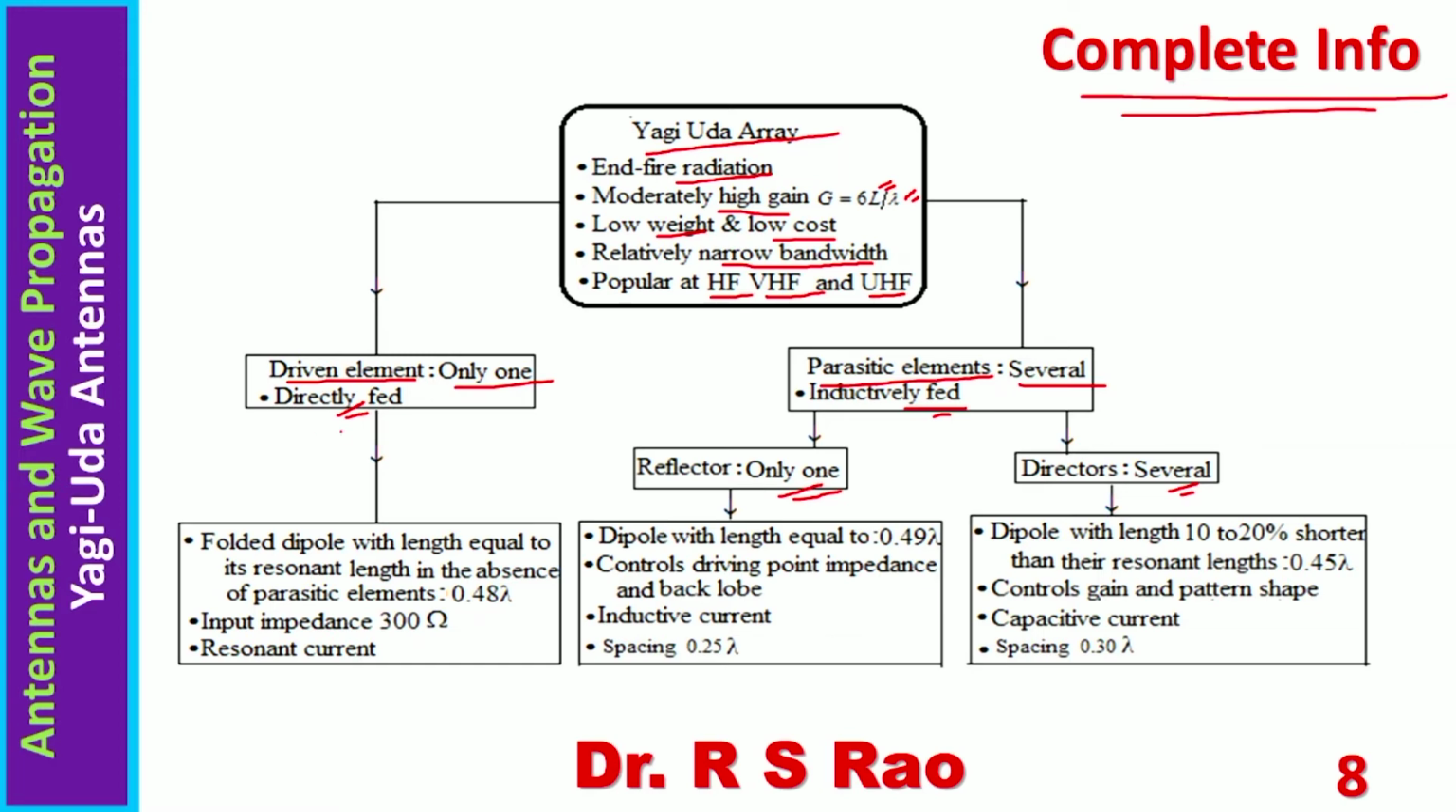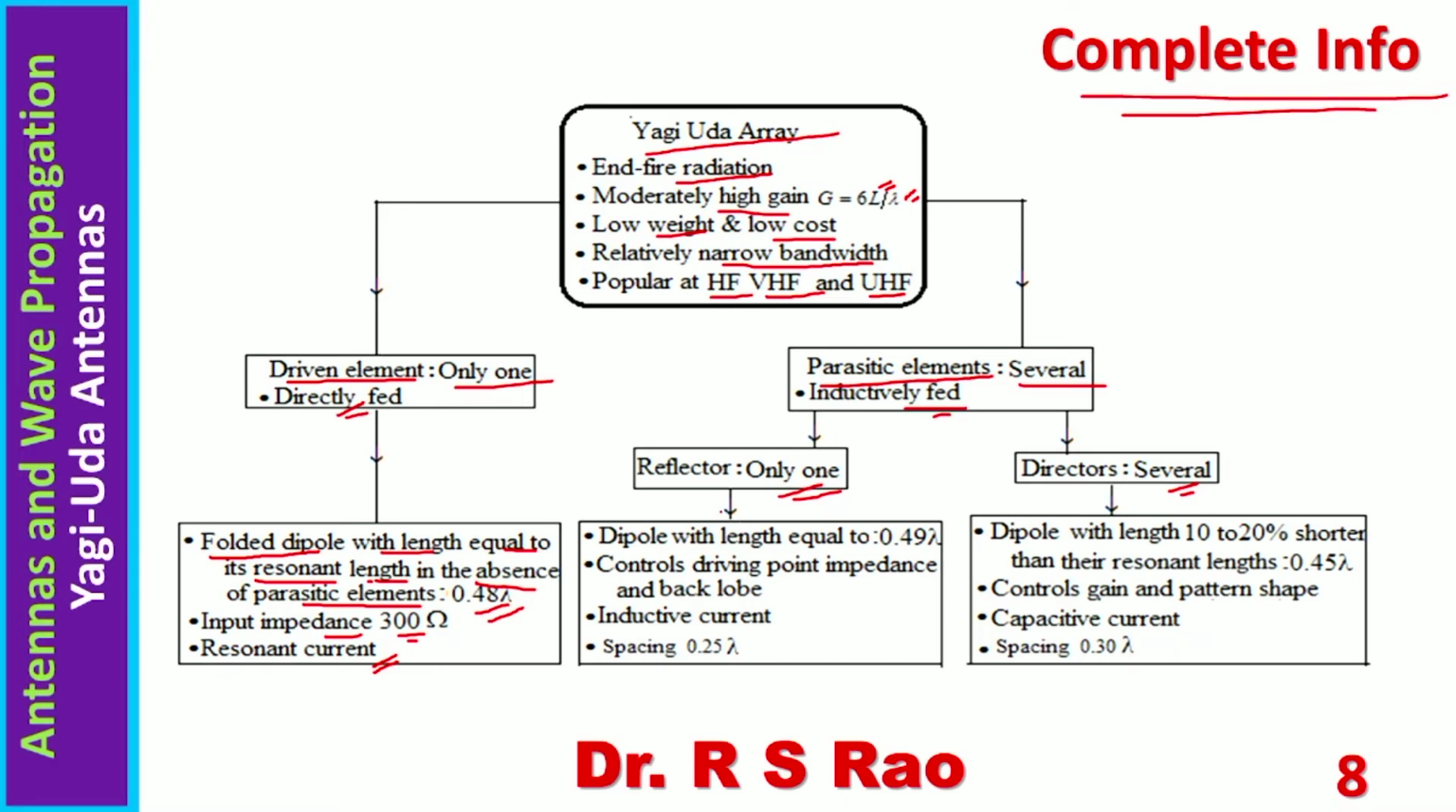Now, some points regarding the driven element. A folded dipole with length equal to its resonant length in the absence of parasitic elements is used as the driven element. Its length is 0.48 lambda. It is not 0.5 lambda. Input impedance of the driven element is 300 ohms. It carries a resonant current.